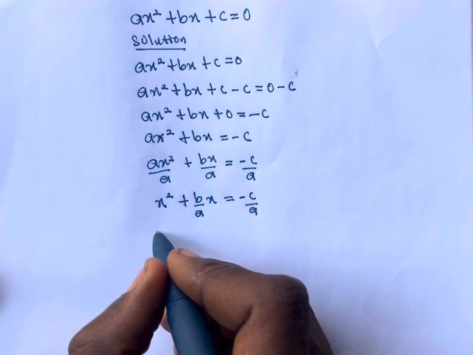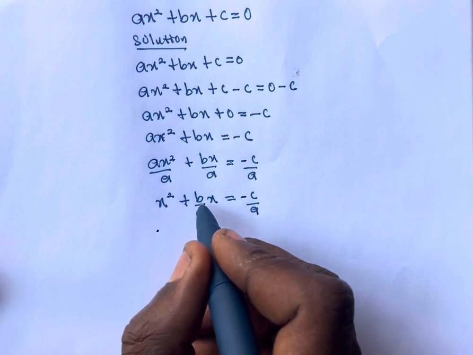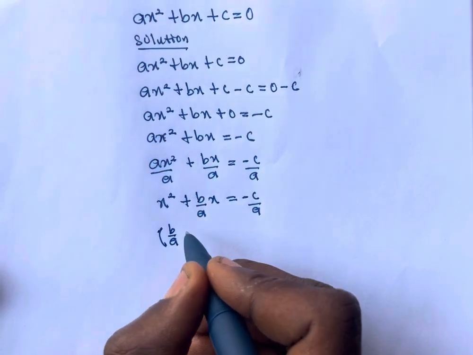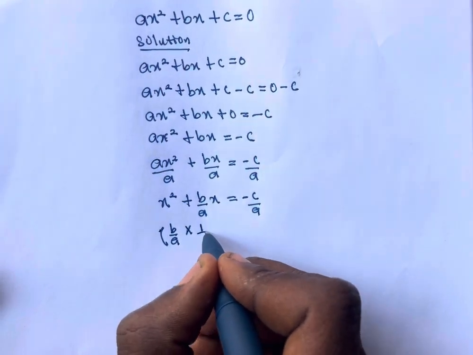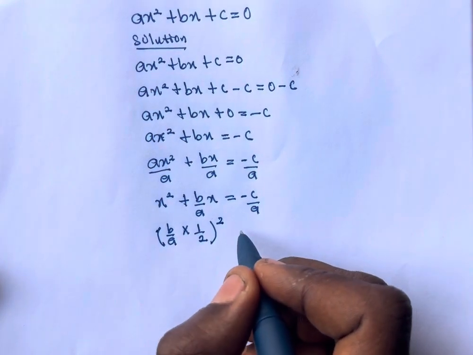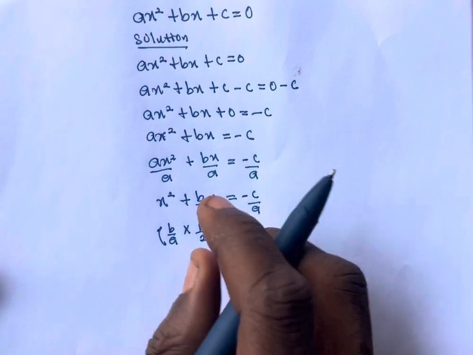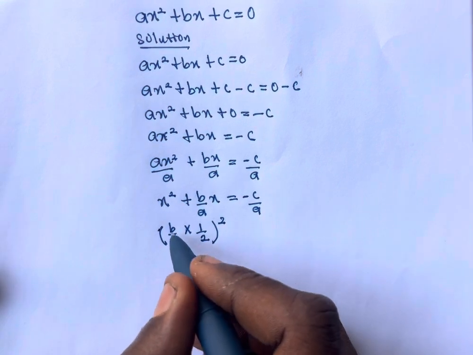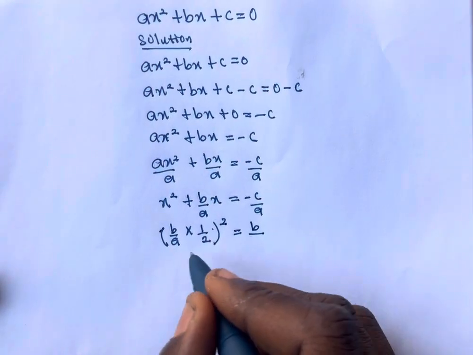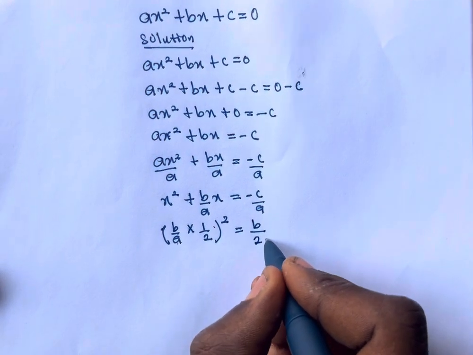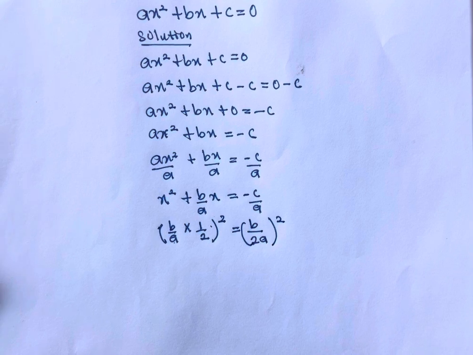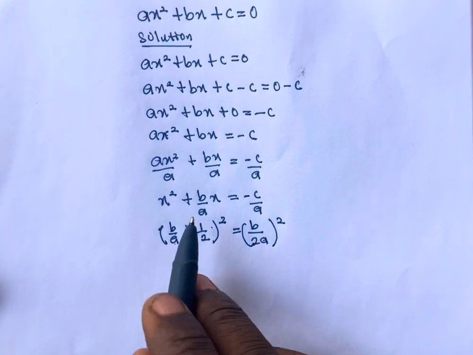Let's say we take the coefficient of x, which is b over a, we multiply it by half, 1 over 2, we square it. So before we add it to both sides, we have to evaluate this so that we have b times 1, and that's equal to b all over a times 2, that is 2a. Then closing the bracket, square. So now you can add this to both sides.